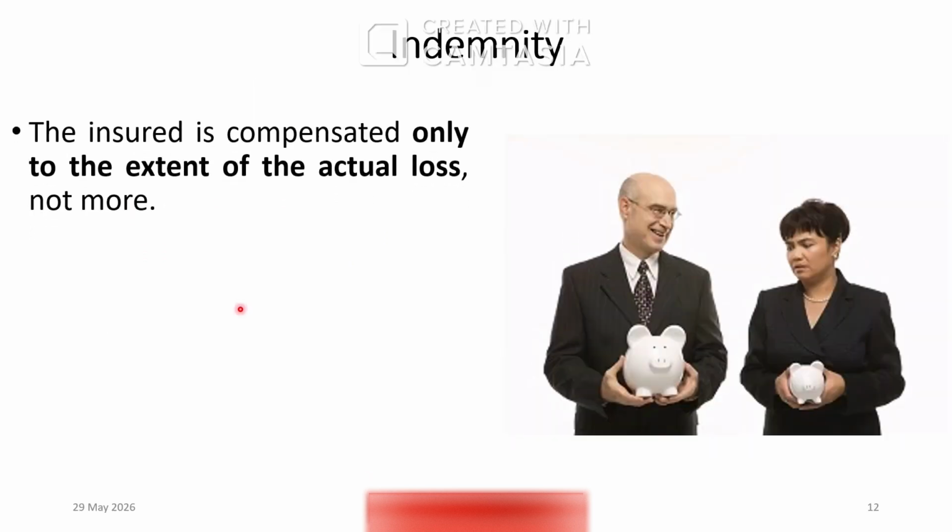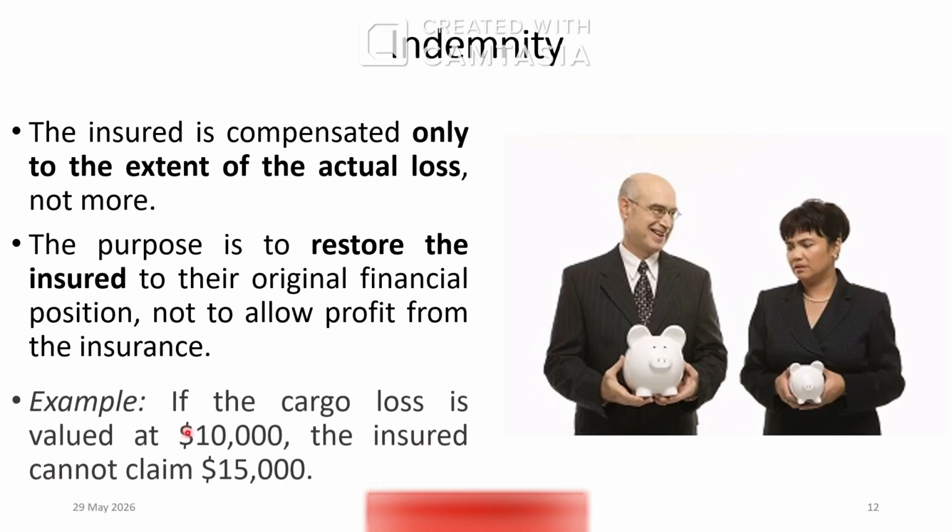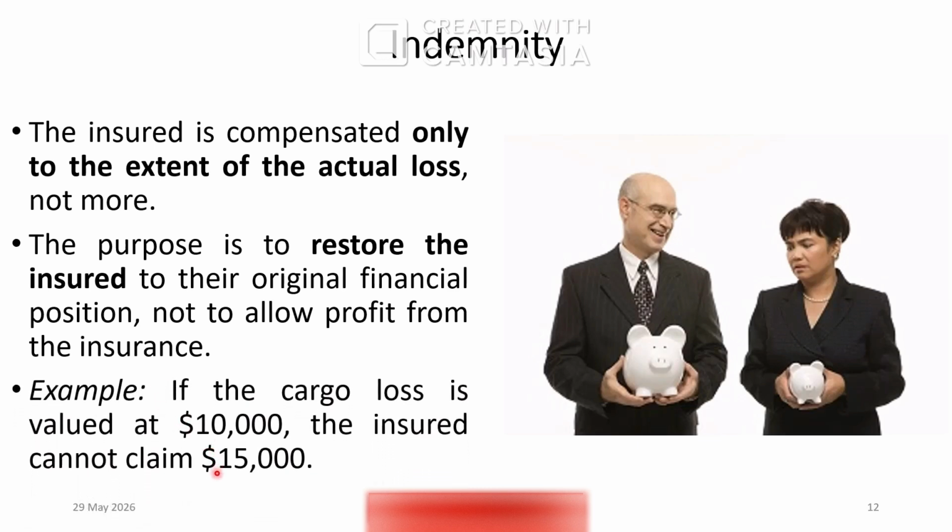Indemnity. This is the third principle of marine insurance. What is that? As per MIA, the insured is compensated only to the extent of the actual loss, not more. That means from insurance you cannot make profit. The purpose is to restore the insured to the original financial position, not to allow profit from the insurance, right? So if the cargo loss is valued at $10,000, the insured cannot claim $15,000 for the loss. So he can claim only up to $10,000.